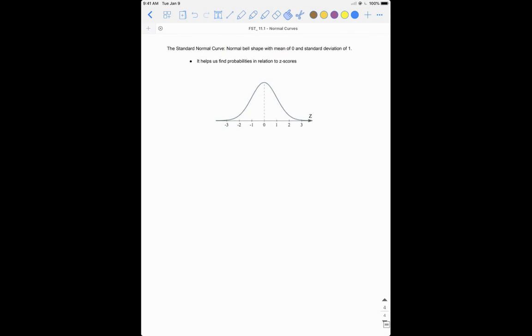So the only difference here about our standard normal curve is that it has a normal bell shape, right? Our mean is 0. So notice our mean here is 0. And each standard deviation we go out is a unit of 1, right? So we go 1, 1, 1. And we'll talk about next time how this helps us find different probabilities and so on.